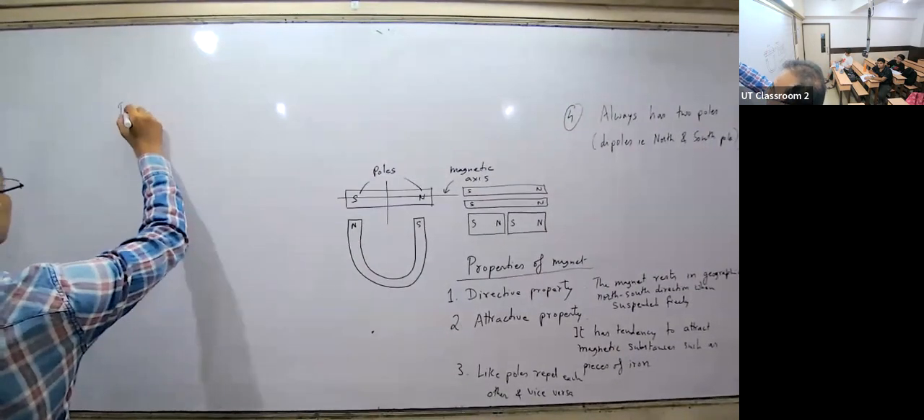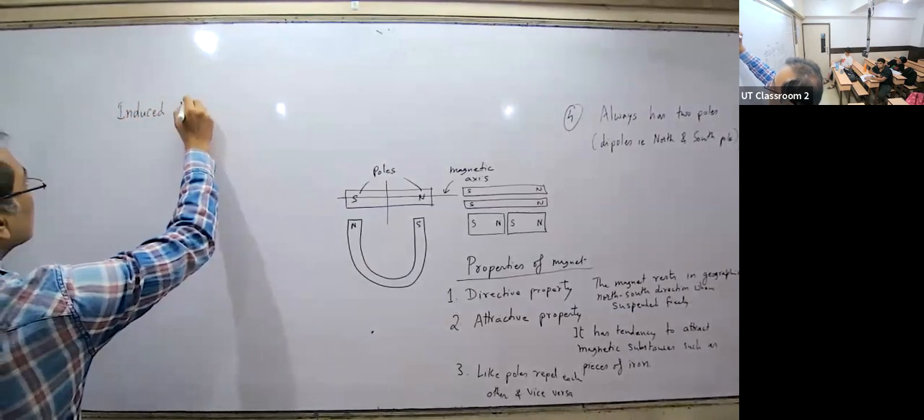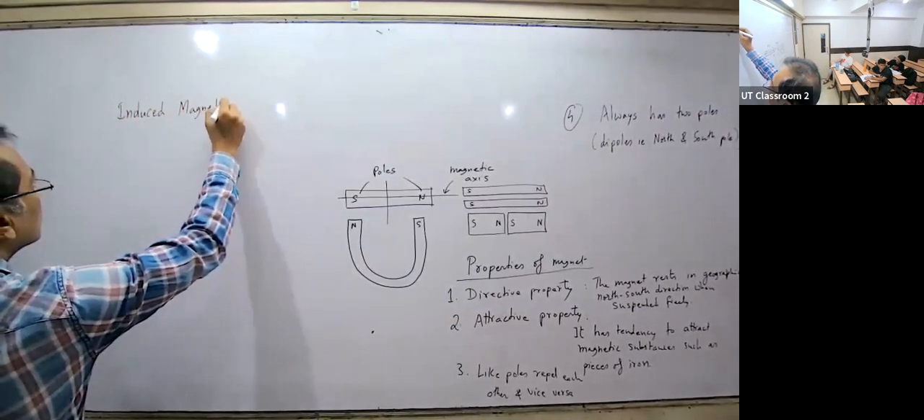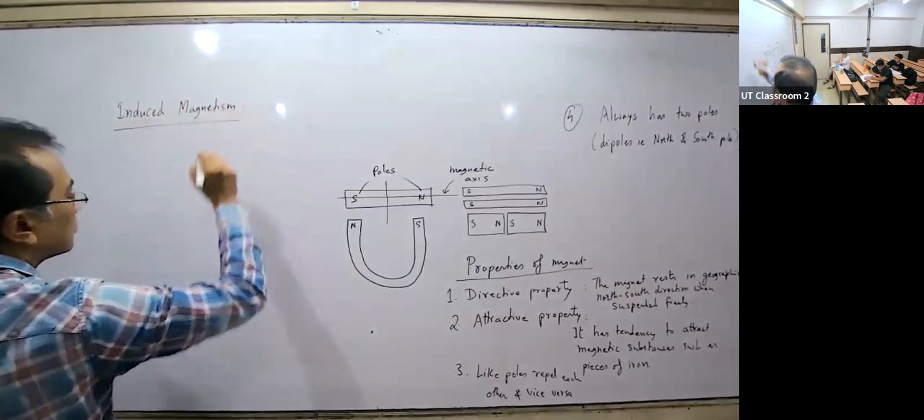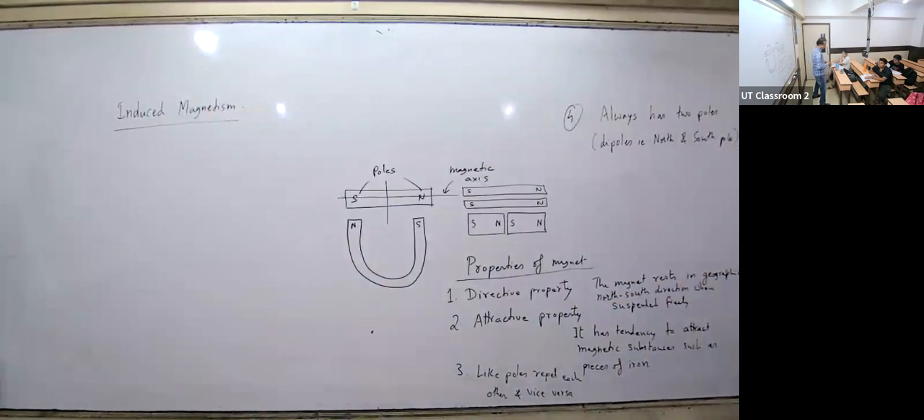Next is induced magnet. Any idea what is the meaning of induced? What is induced? Induced meant, suppose there is a non-magnetic substance, but now we did something to it so that magnetic character is visible in it. Okay, so it is a temporary magnetism, right?